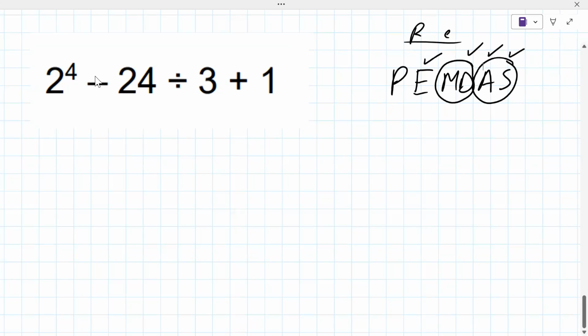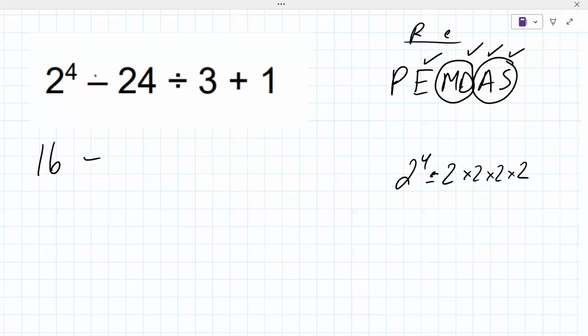Do the 2 to the 4th first. What is it? Try again. 2 to the 4th means take the base 2 and multiply it by itself 4 times. 2, 4, 8, 16. It is 16. So we have 16 minus 24 divided by 3 plus 1. Another thing you'll notice is I am saying out loud the operations each time, and that should help you clue in to what to do next in this list. I've done the E. Now what's next?